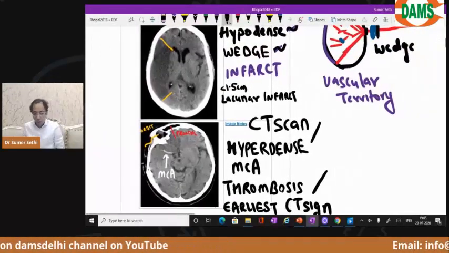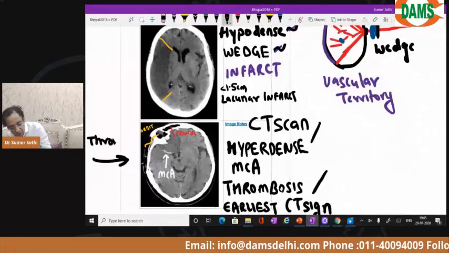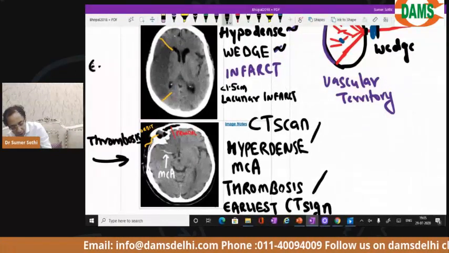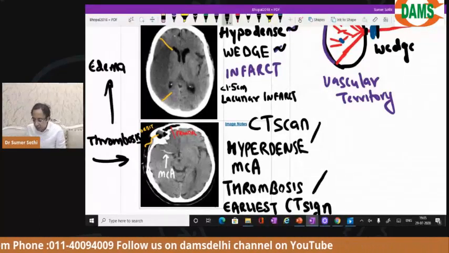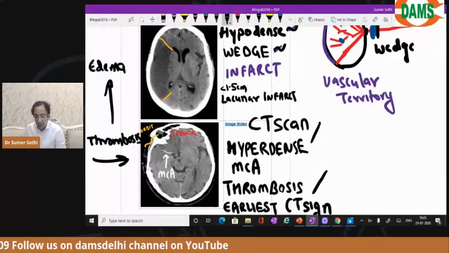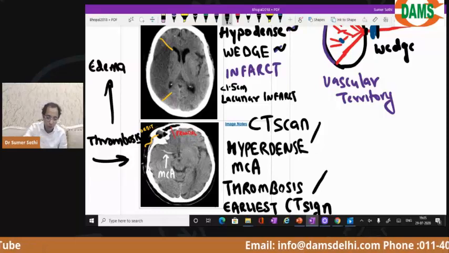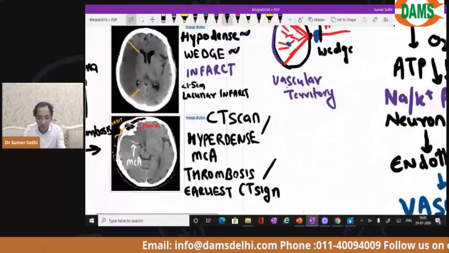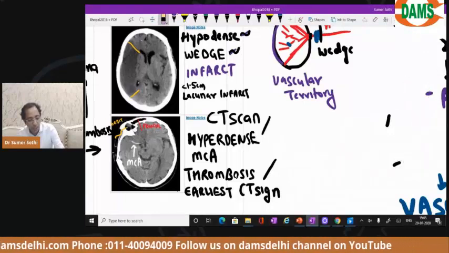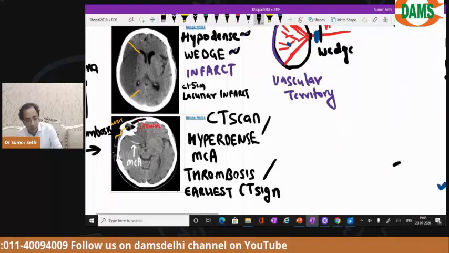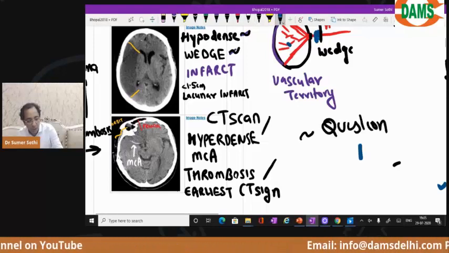So again, this is what is happening first. First there is a thrombosis of a vessel, then gradually the edema will develop. So the earliest CT visible sign of brain infarct is the hyperdense MCA sign. Are you clear? Some of you are asking, sir, if CT shows it late, what should be the IOC? This question I will answer when I teach you MRI.